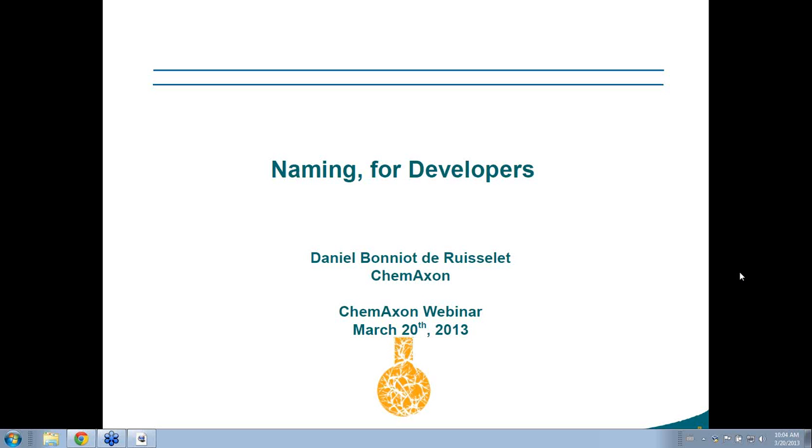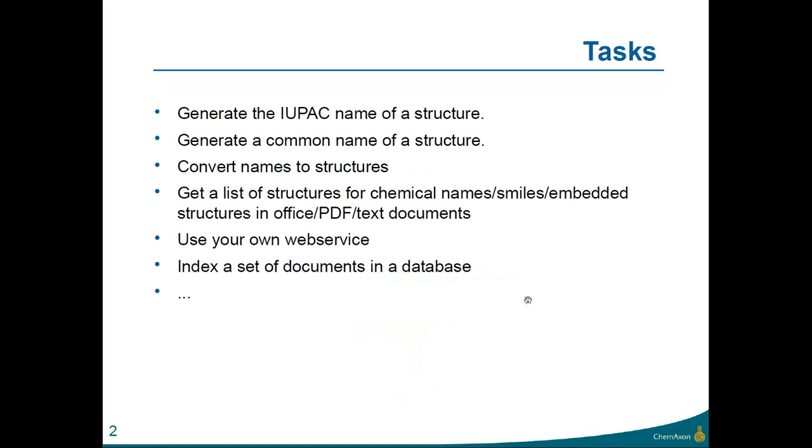So I will show you some information about how to use naming if you are a developer, if you want to use the API. These are some of the tasks that we will talk about: how to generate an IUPAC name if you have a structure, or how to generate a common name from a structure. Conversely, how to convert names to structures, how to get a list of structures from the chemical names or the SMILES or other things, embedded structures in Office documents, PDFs, text documents.